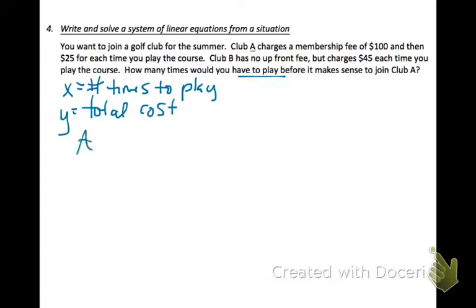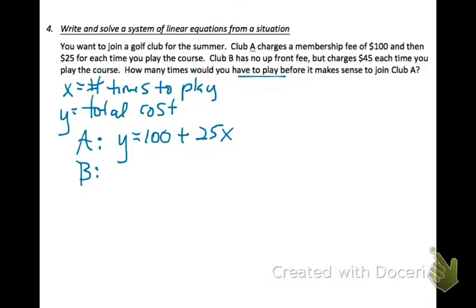Now we were given two different club scenarios, A and B. So A charges a membership fee of $100 and $25 for each time. So let's write an equation for the cost of Club A. So cost, or y, is going to equal that one-time fee plus $25 each time. So we take it times x, which is the number of times to play, and that will be an equation that will show us our cost.